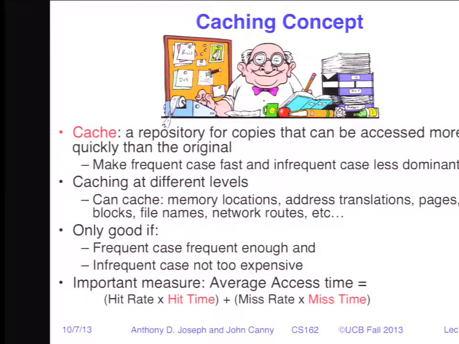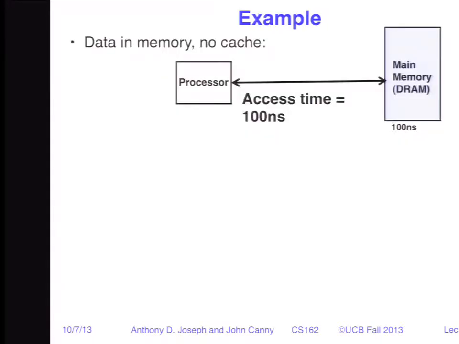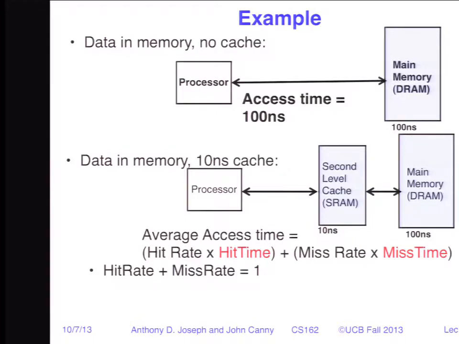Right? So, an example. Let's say we have data in memory and we don't have a cache. Our access time to memory is 100 nanoseconds. So our average access time is 100 nanoseconds. So let's add a cache. We're going to add a second level static RAM cache, much faster than dynamic RAM. We're going to say this has a time to access of 10 nanoseconds. Our time to go to main memory is 100 nanoseconds.